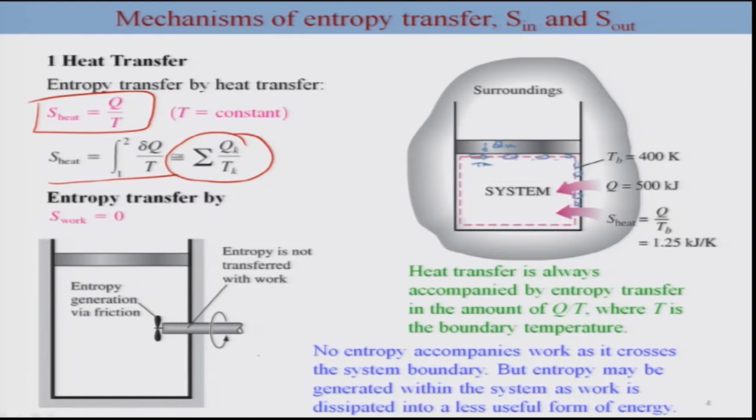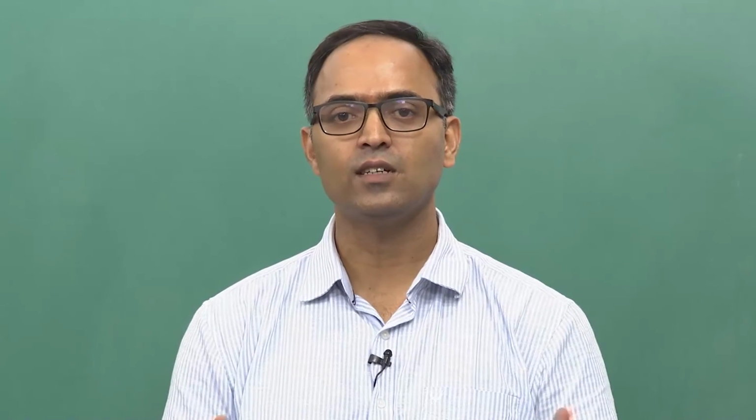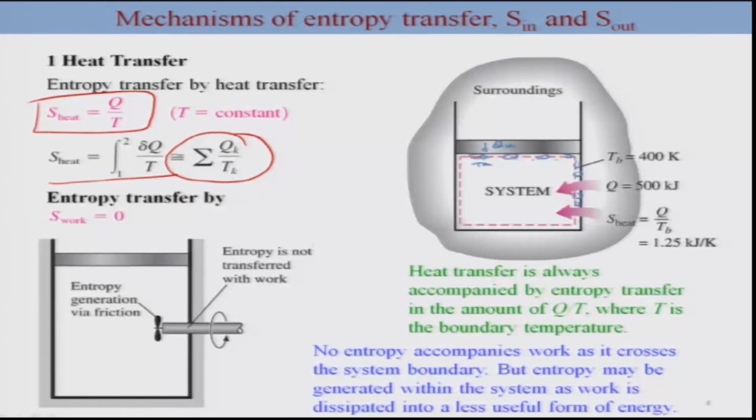We have already mentioned that the entropy associated with work interactions is 0. In other words, entropy is not transferred with work. So there is entropy transfer due to heat, and later we are going to talk about the particular case where mass flow can also transfer entropy. So no entropy accompanies work as it crosses the system boundary, but entropy may be generated within the system as work is dissipated into a less useful form of energy. When work is transferred to internal energy through dissipation into a less useful form, this can generate entropy within the system.